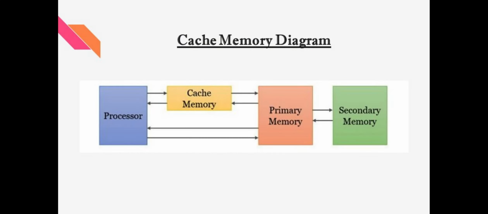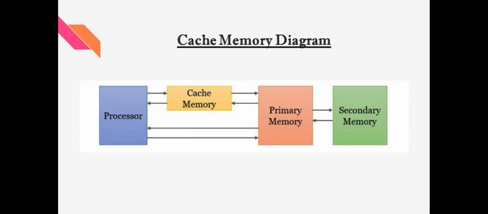Then we have the cache memory diagram. Whenever a processor needs a piece of data, it first searches for that data in the cache. If the data is available in the cache, the processor directly accesses the data from there. If the data is not available in the cache, the processor uses the data from its source, and here the source is the main memory. It also copies the data into the cache, assuming the processor will soon require the data.